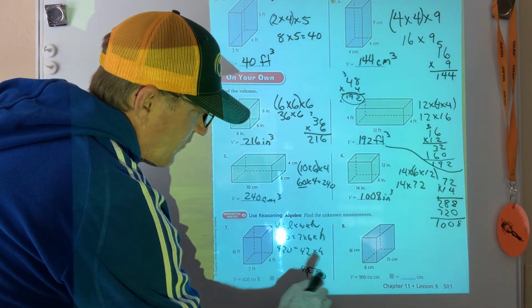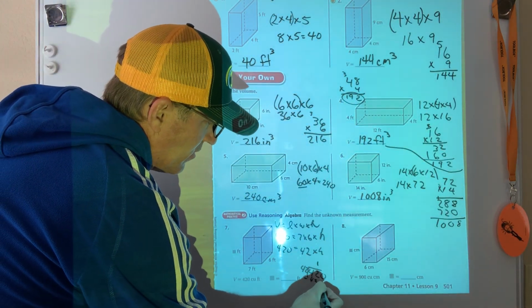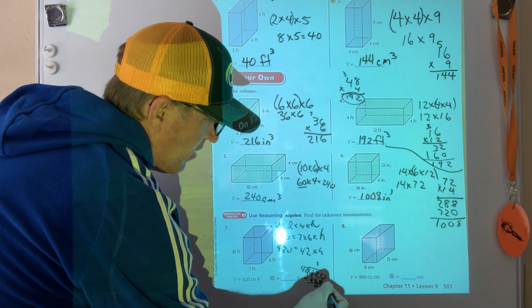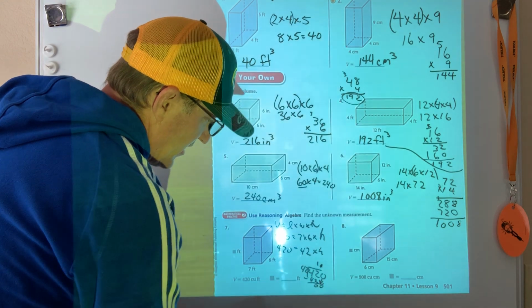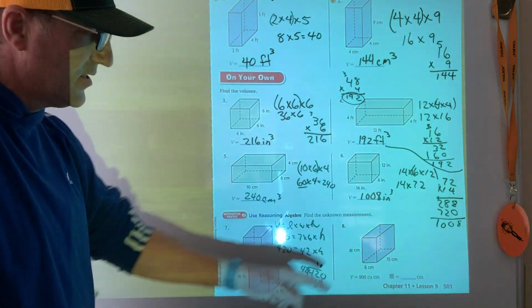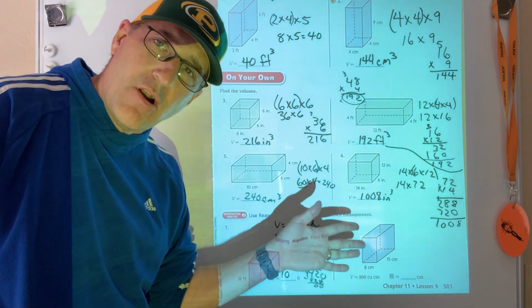Okay, 42 goes into 42 one time, and I subtract my 42, and I get a 0, and then I bring down my 0. 42 goes into 0 how many times? 0, right? And so I still get 10. Okay, try this one on your own, pause it, and then come back.